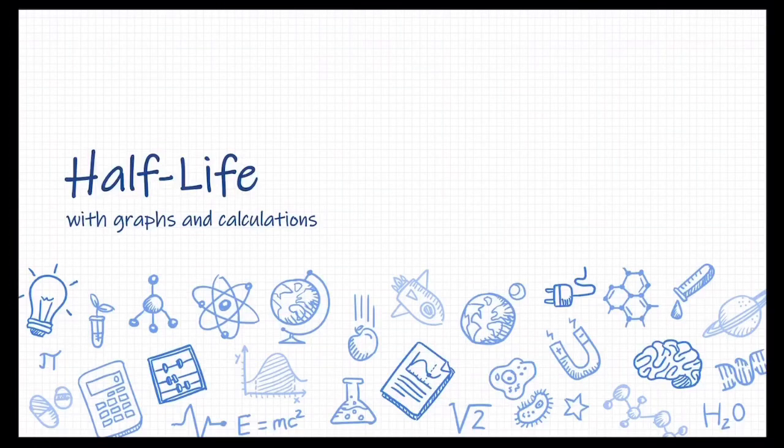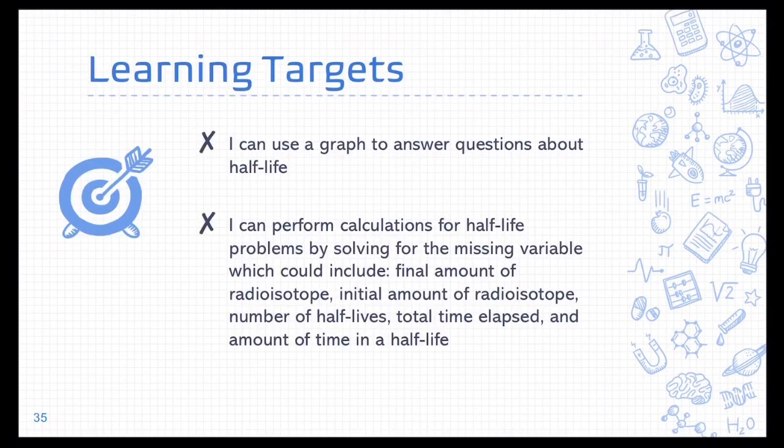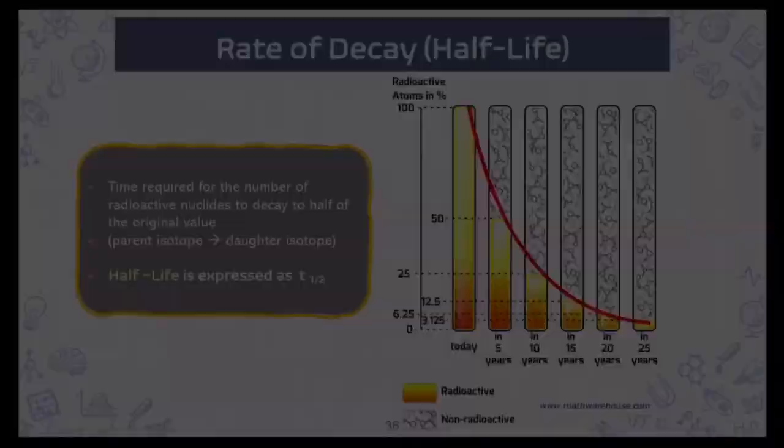Today's topic is half-life, and we're going to be looking at half-life graphs as well as how to calculate certain problems. Our learning targets include being able to use a graph to answer questions about half-life and to perform calculations for half-life problems by solving for a missing variable, which could include the final amount or mass of a radioisotope or the initial amount or mass of a radioisotope, the number of half-lives, the total time elapsed, and the amount of time in a half-life.